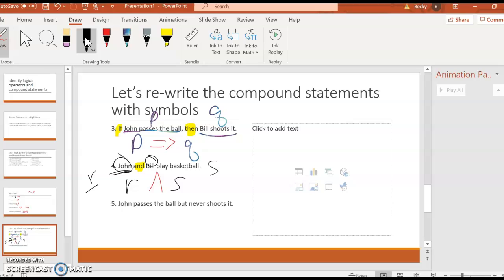And I guess this last one, we can do this one too. But we talked about earlier is the same as and. So we're going to do this. So John, let's call it J, and S. John passes the ball and he never shoots it. So that would be ways to write those with symbols. And that's it. If I can figure out how to stop this video, because technology is hard.